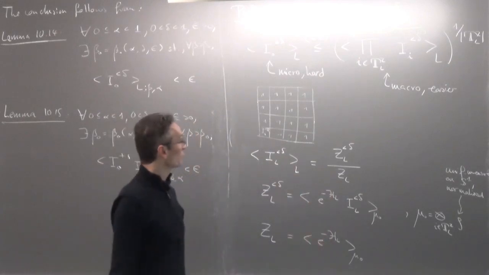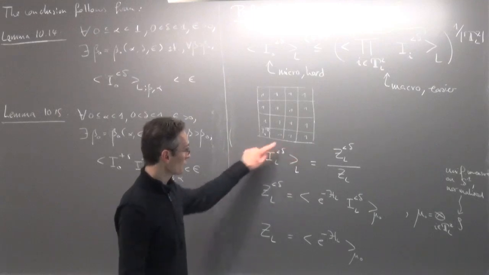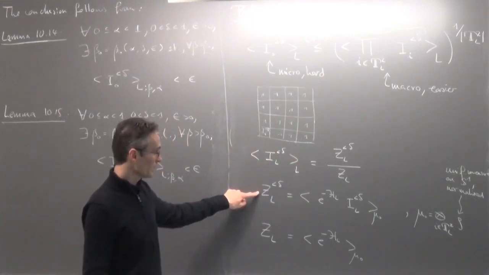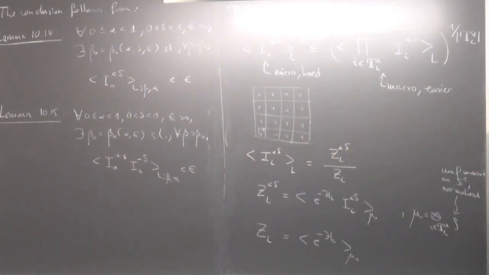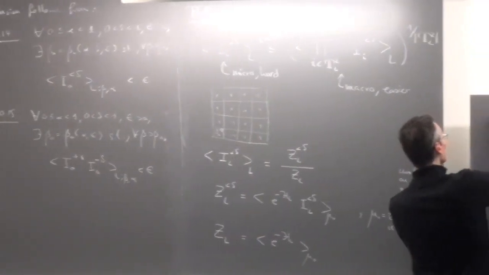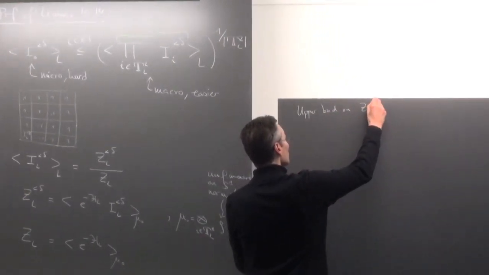So now what do I need to do? I'm after an upper bound on this expectation, so I want an upper bound on the numerator and a lower bound on the denominator. So let's start with an upper bound on the numerator, an upper bound on Z_{L<δ}.